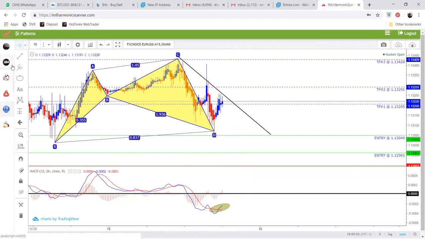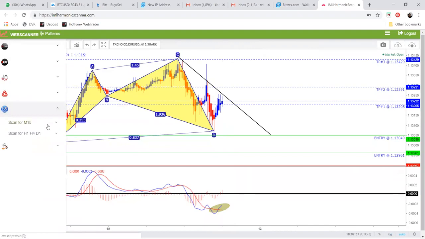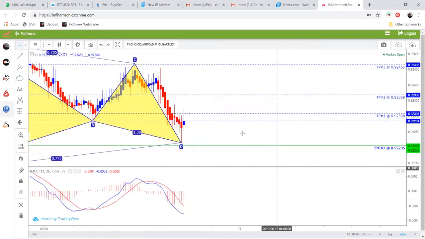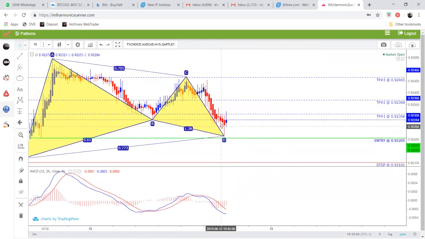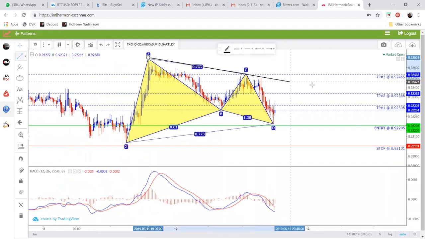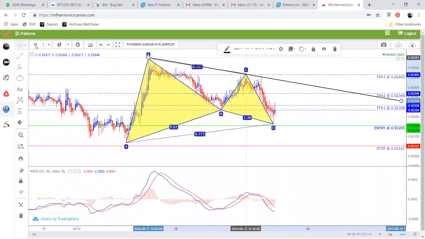Next thing, let's see another one. CAD. All right, so all these are trades that are basically setting up. So draw your trend. We said you can have multiple trends.